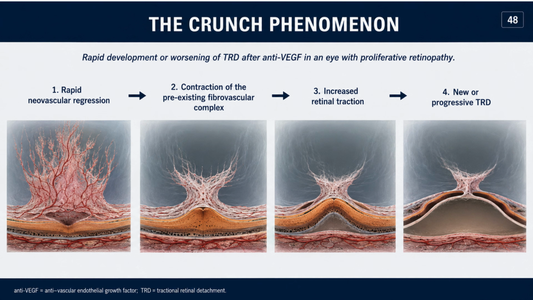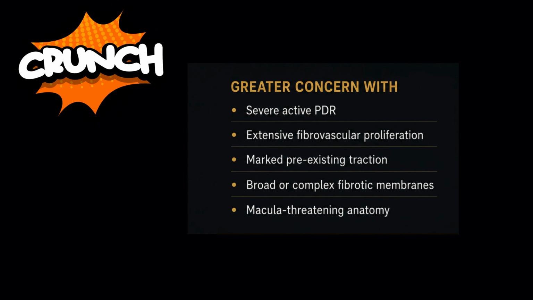Now, although the anti-VEGF crunch is well recognized, its exact frequency is not well defined. However, concern is greatest in eyes which have severe active PDR, extensive fibrovascular proliferation, marked pre-existing traction, or broad complex fibrotic membranes. Reported worsening may occur over days to weeks after injection.